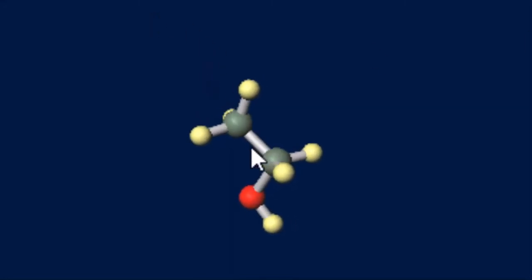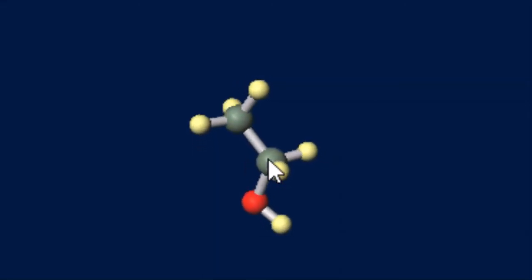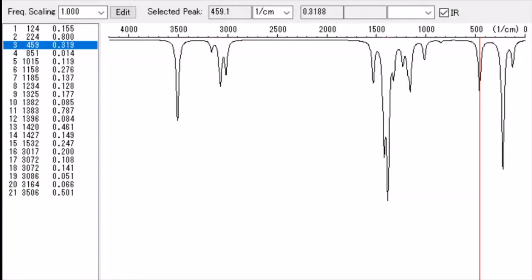Actually, during this vibration, this bond angle changes. This is another scissoring vibration of the CCO bond. This bond scissors. This is scissoring action. You can see there. Right, we shall see the next. I think the final peak in ethanol. With that, we will wind up the ethanol molecule.